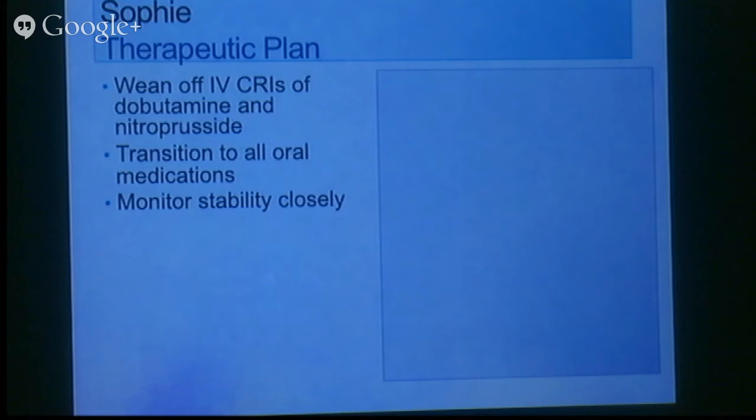So we cautiously weaned her off all of her CRIs and transitioned her to oral medications over the course of the next 24 to 48 hours. And we watched her really closely, knowing that if she decompensates again, then that tells us, wow, we really don't have a manageable patient that we can get off IV drugs, and that's not going to obviously be compatible with any sort of quality of life. But her owners really wanted to try to get her out of the hospital. So we were going to give it our best shot.